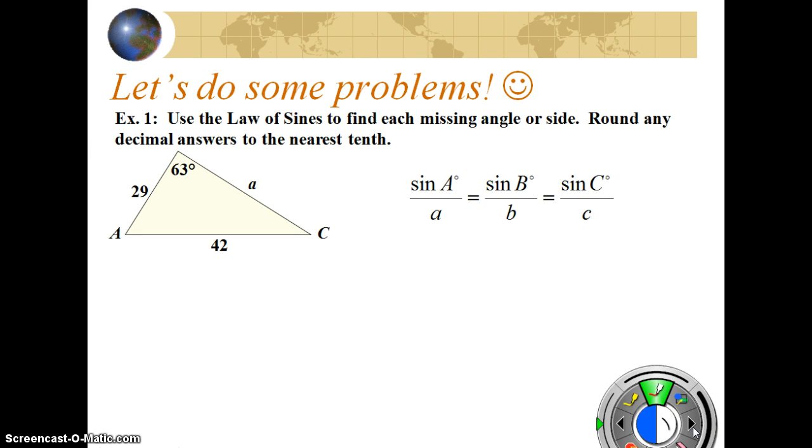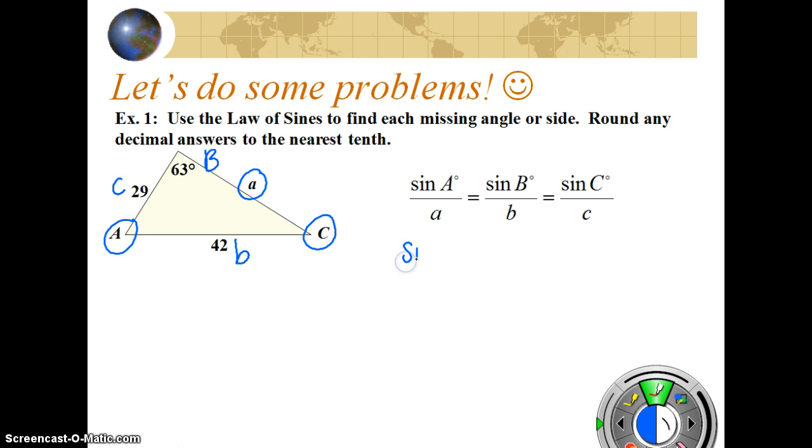Let's do some problems. Use the law of sines to find each missing angle or side. Round any decimal answers to the nearest tenth. So that's to one place. So looking at this, we want to figure out what we have. I know angle B right here, and I know side B. I don't know angle C, but I know side C. So we want to find all of the missing information, which is going to be side A, angle C, and angle A. First, let's fill in what we know.